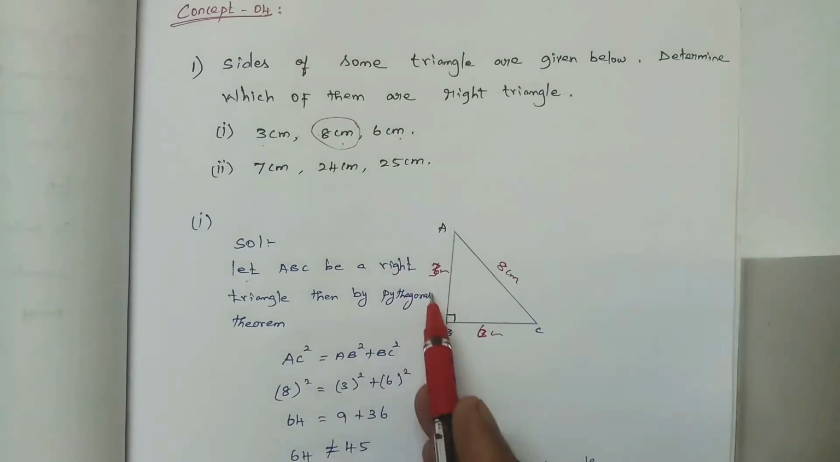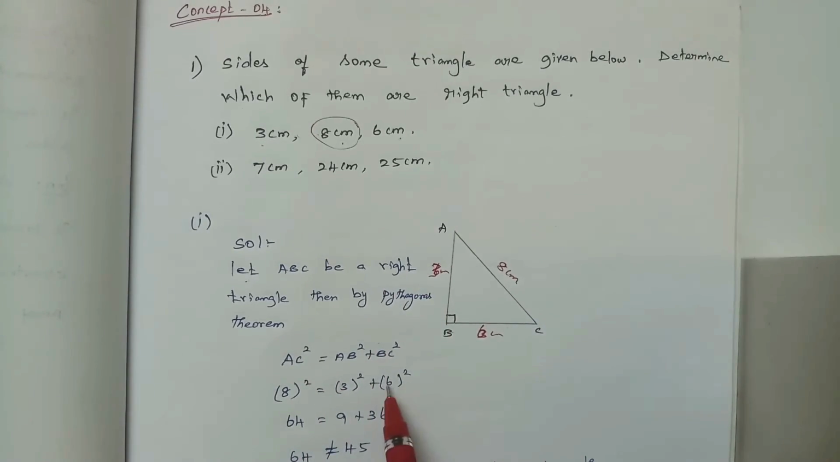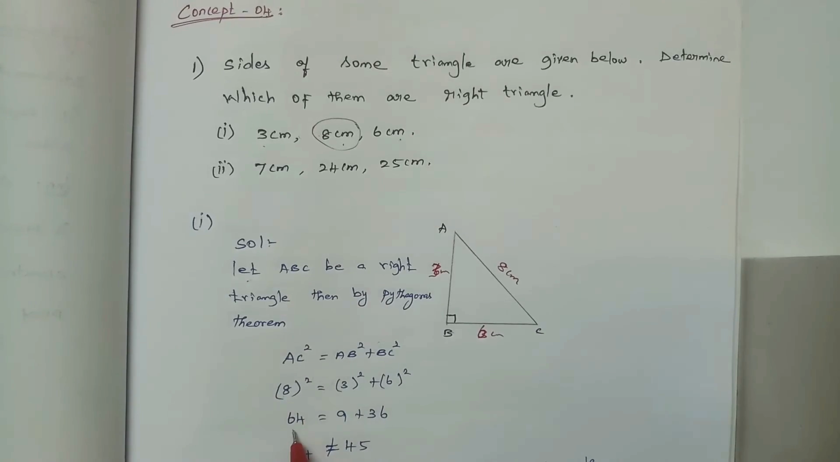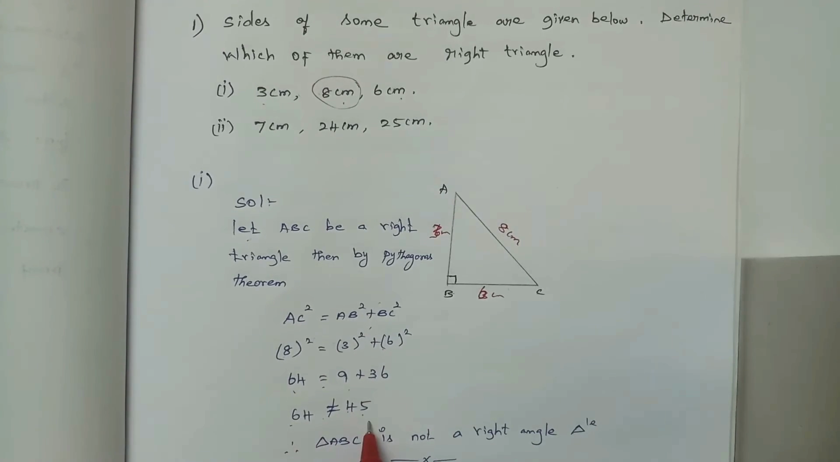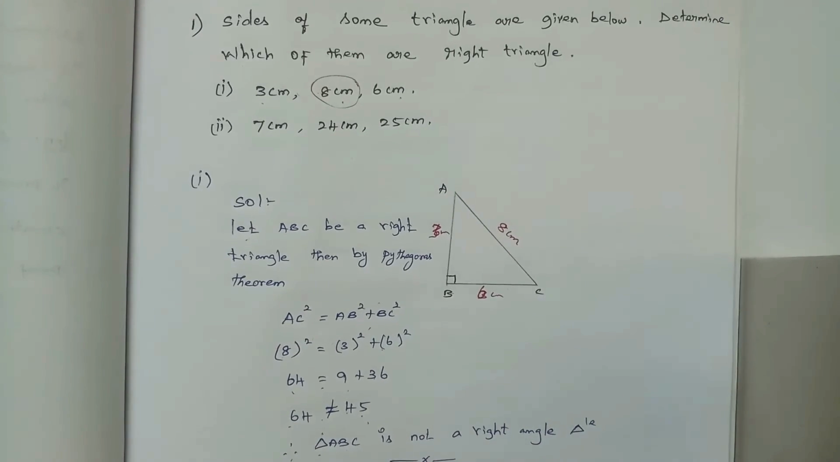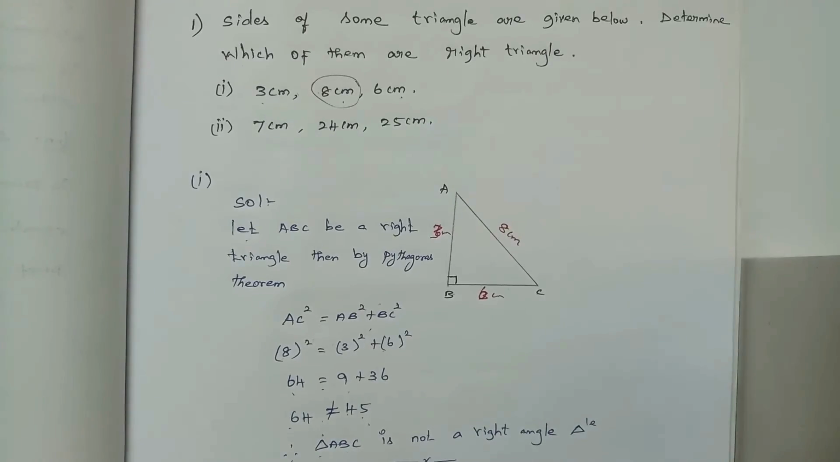So AB is 3 cm, so 3 square, and BC is 6 square. 8 square is equal to 64, and 3 square is 9 and 6 square is 36. So 9 plus 36 is equal to 45. 64 is equal to 45. Are both equal? No, not equal. Therefore, triangle ABC is not a right angle triangle, right?